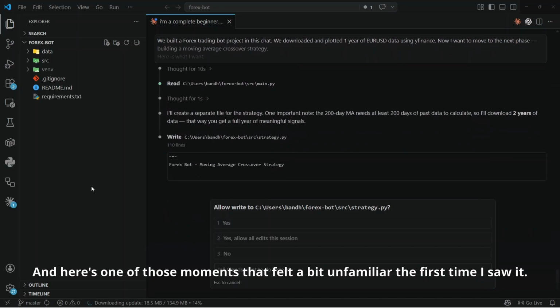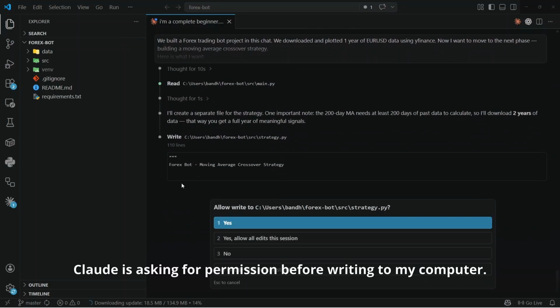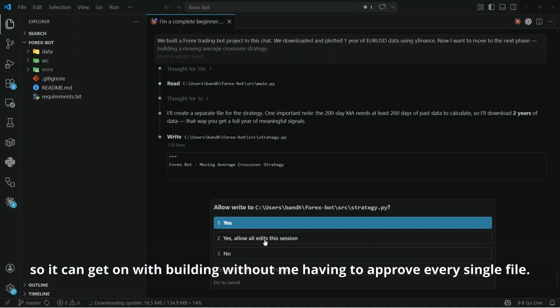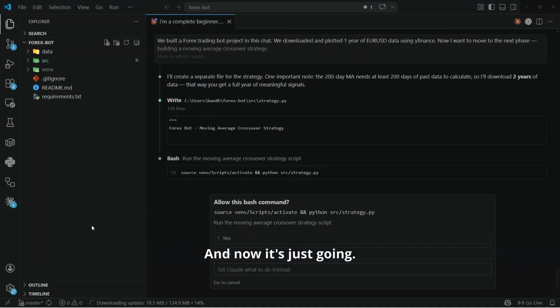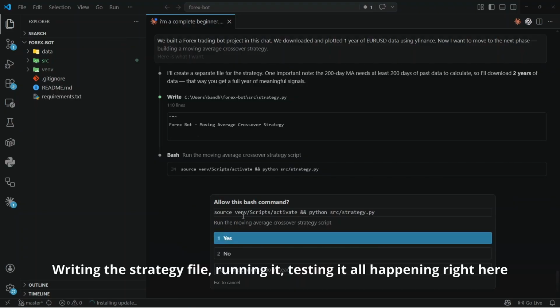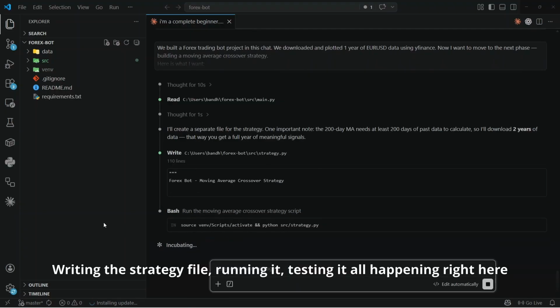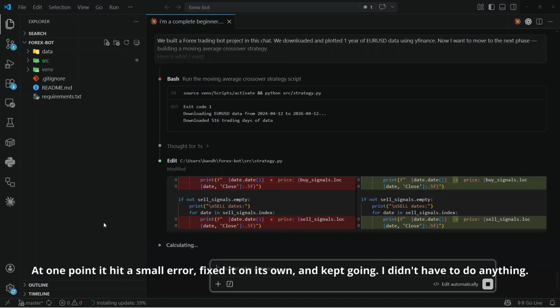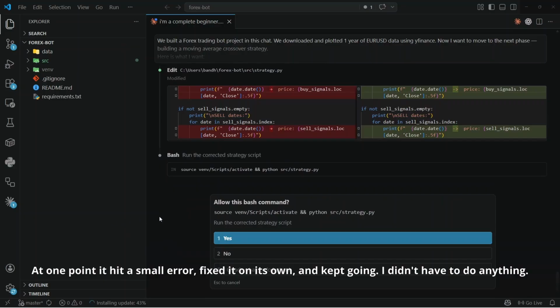And here's one of those moments that felt a bit unfamiliar the first time I saw it. Claude is asking for permission before writing to my computer. I'm clicking yes, allow all edits for this session, so it can get on with building without me having to approve every single file. And now it's just going. Writing the strategy file, running it, testing it, all happening right here. At one point, it hit a small error, fixed it on its own, and kept going.